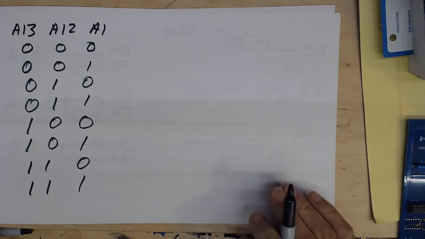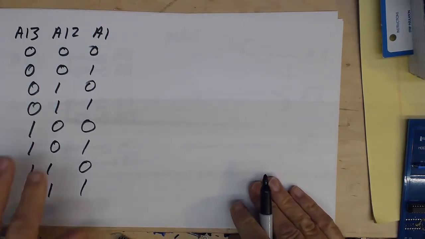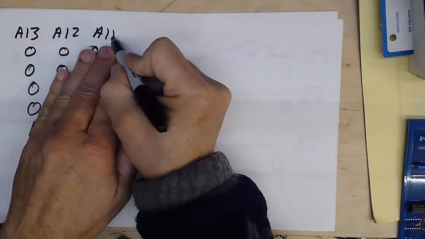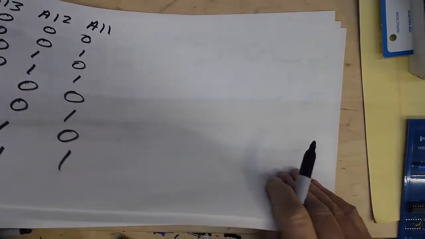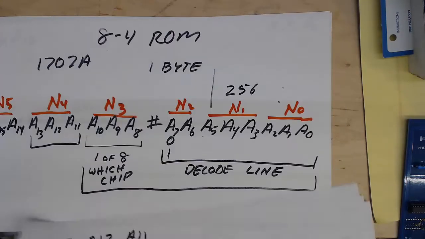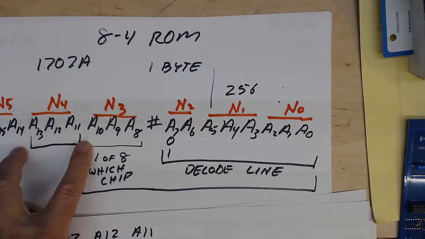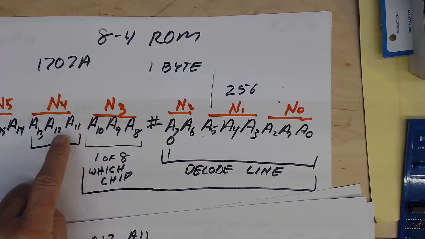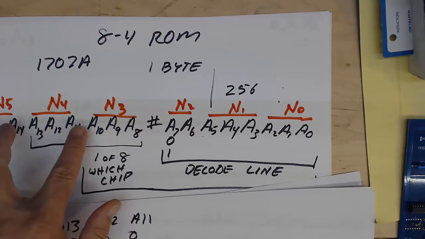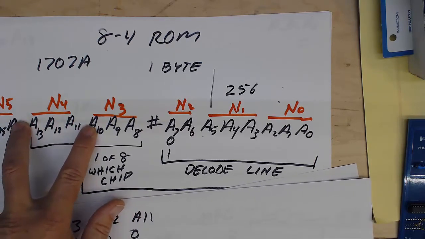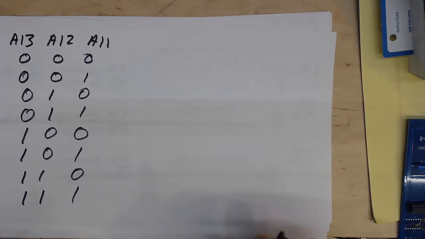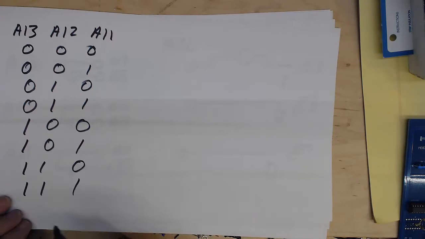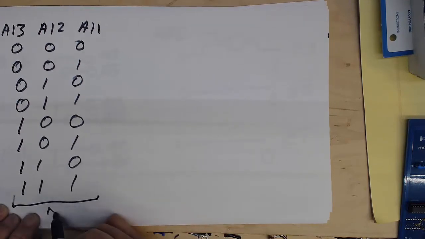Now, one thing I'll point out is this is really convenient on this board because A11, 12, and 13 coincide with N4. They're just lined up exactly. N4 is A11, A12, and A13. So what that means is that this single digit alone in our split octal address determines when this whole board is selected, right? Because this is exactly coinciding with N4.